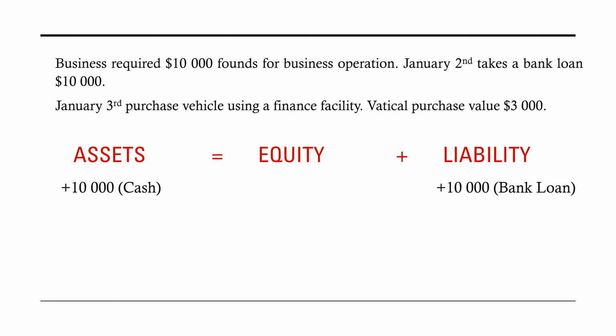On the 3rd of January, purchase a vehicle using a finance facility. An obligation is built with the finance facility, and that amount, $300, is noted under a liability. The source of that is mentioned as finance. Asset wise, the company received a new vehicle. The asset increases as a vehicle.